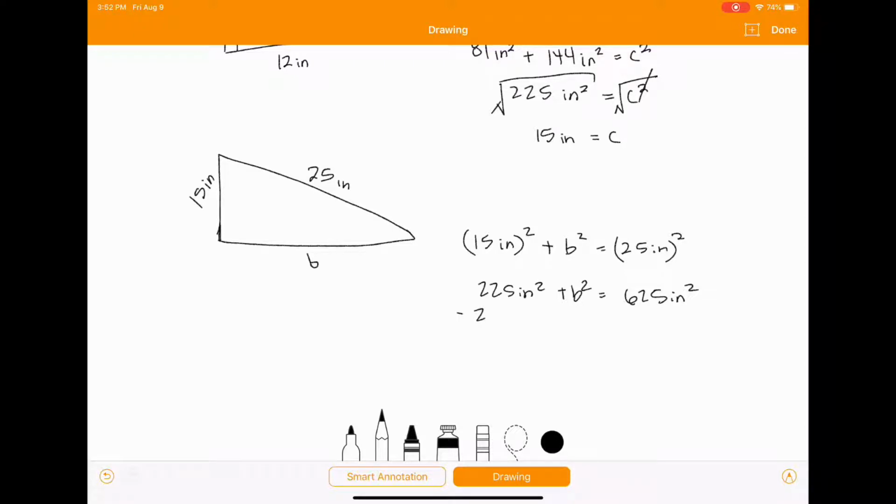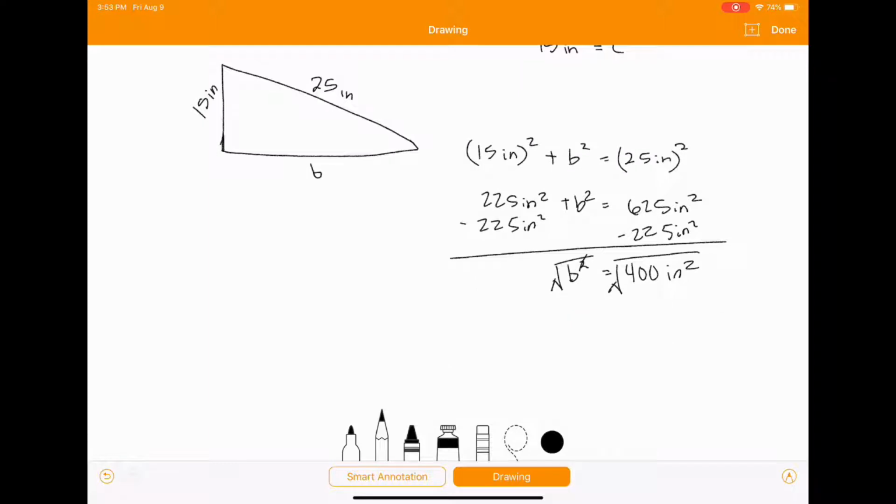And then you can subtract 225 from both sides. So you'll be left with B squared equals 400 inches squared. Again, to get rid of that squared, you just take the square root of both sides, and you get that B equals 20 inches.